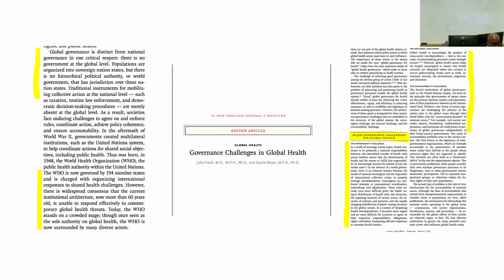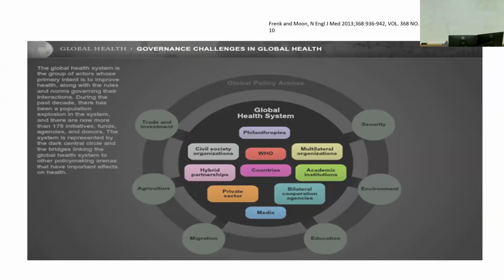Because again, there's no governance, there's no structure to make people do what you want them to do, and have the force of law to make you do what you want. Julio and Suri had a slide that attached it, and this was, I think, a generous 2013 suggestion of what the global health system looks like.